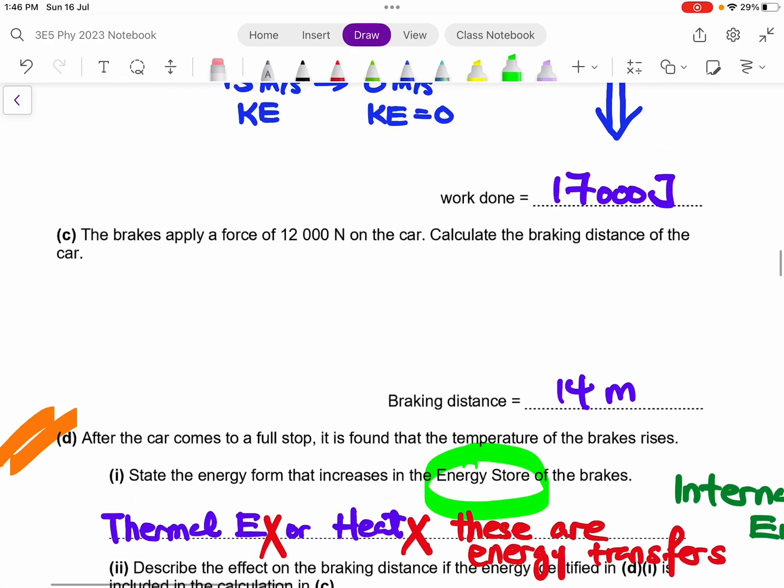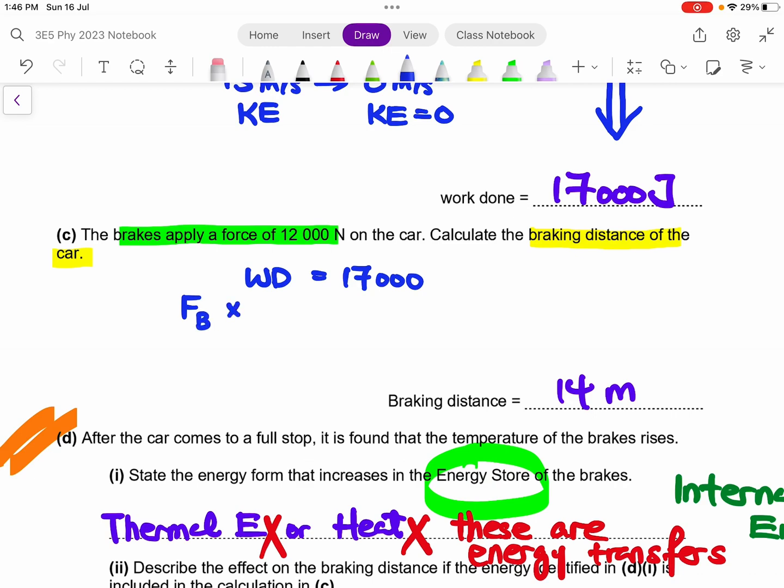Okay, so now once you know that this work done is equal to 17,000, and you want to find out what is the braking distance, you are given the braking force. So the work done is done by the braking force, right? This work done by the brake must also equal the braking force multiplied by the braking distance, equals 17,000. And since you already know the braking force is 12,000, you can sub into here and you'll be able to find the braking distance.